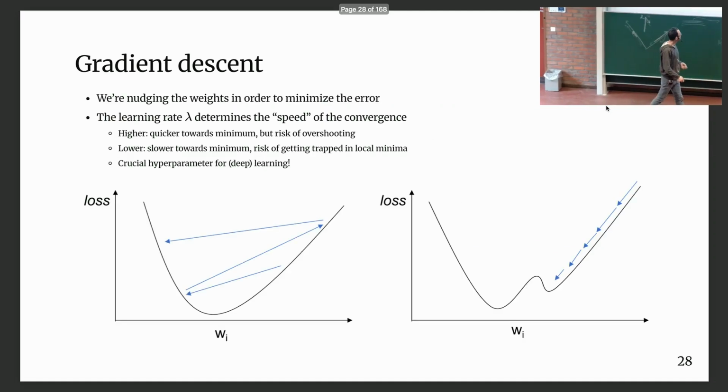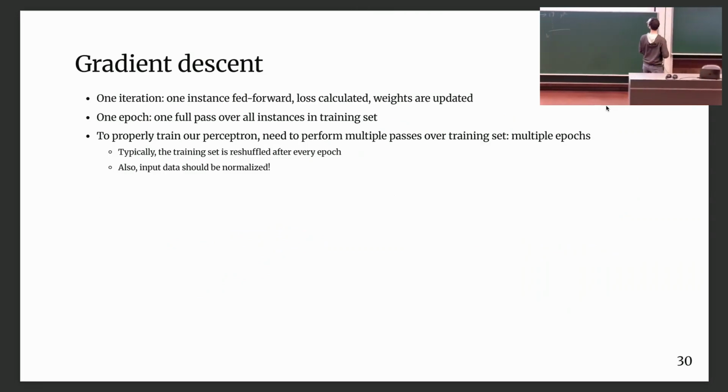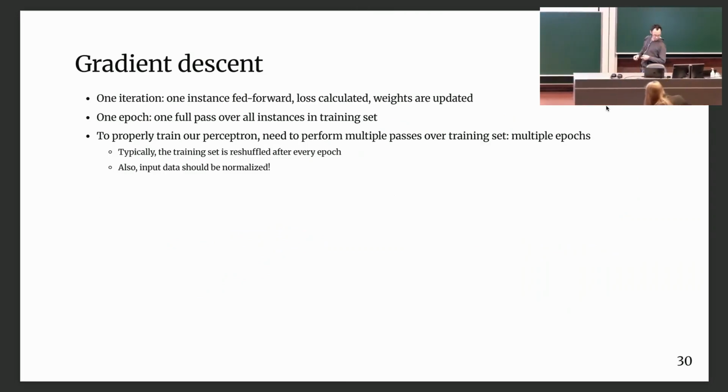What do we mean by an iteration here? So like one arrow, what is then one iteration? Well, you have different versions of this.